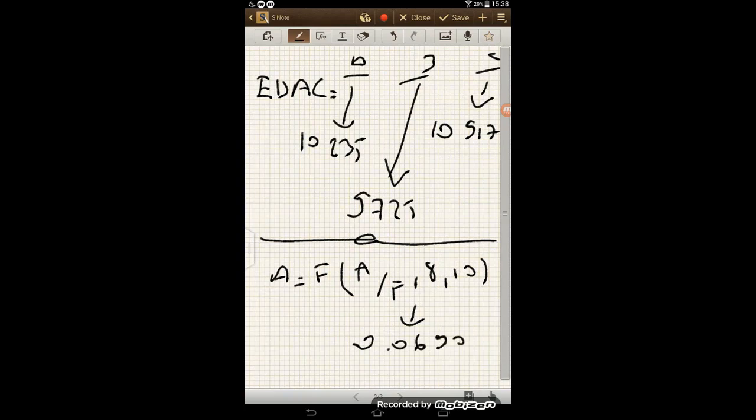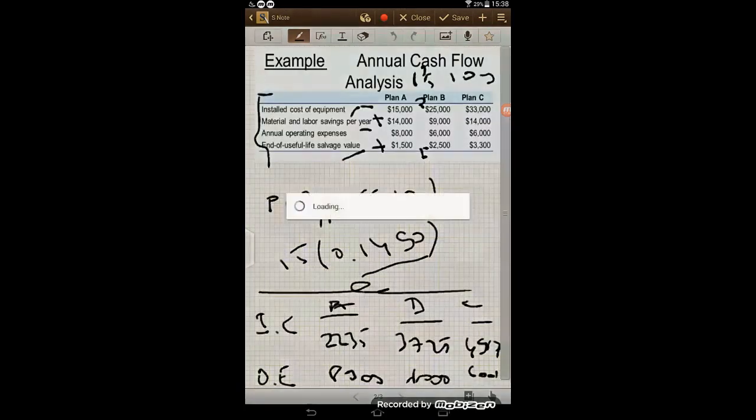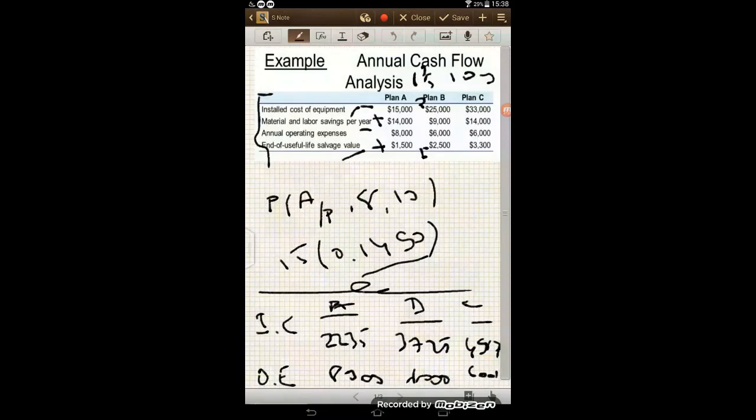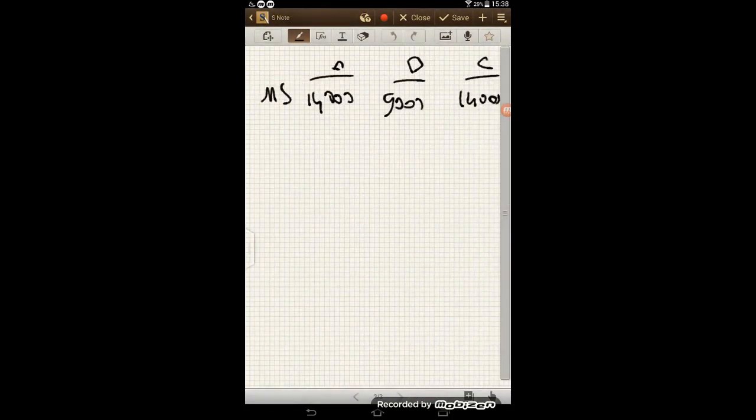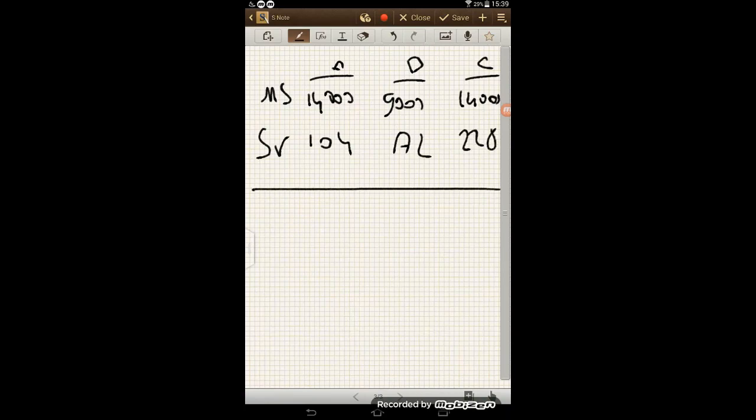We need to multiply it by our end of useful life salvage value. 1500 multiplied by 0.0690 is going to be 104. This is the salvage value. Let's say salvage value 104 for A, 172 for B, and 228 for C.